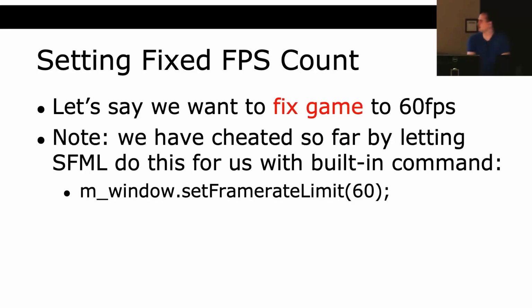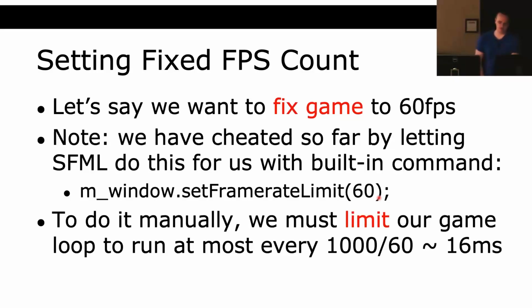So of course, we can just do this with our window.setFrameLimit in SFML, but let's pretend that we didn't have that. So to do it manually, we have to limit our game loop to run at most every approximately 16 milliseconds. So here we're talking about per second. There's 1,000 milliseconds. I could have chosen nanoseconds here, but typically when you talk about gaming speeds, you're talking about millisecond level. So 1,000 divided by 60 is like 16.6 repeating milliseconds per frame.